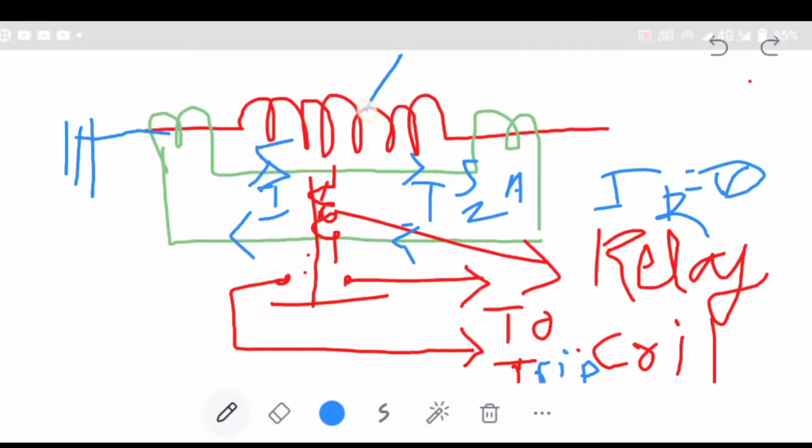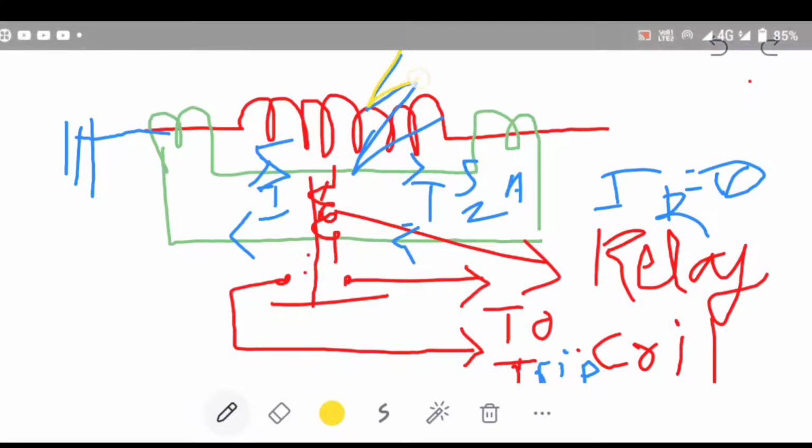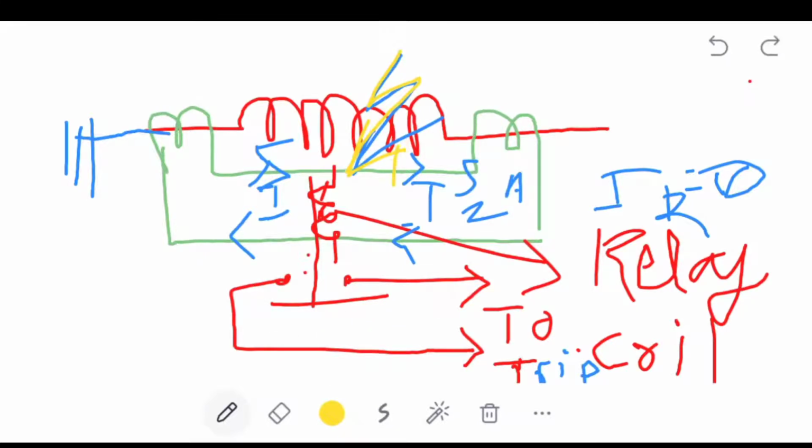Whenever a fault occurs, some percentage of the winding in the generator gets damaged. Assume an earth fault occurs in the transformer or generator in some portion. The current in this section is different, and high current will flow because it is an earth fault. This current I2 becomes more as compared to I1.